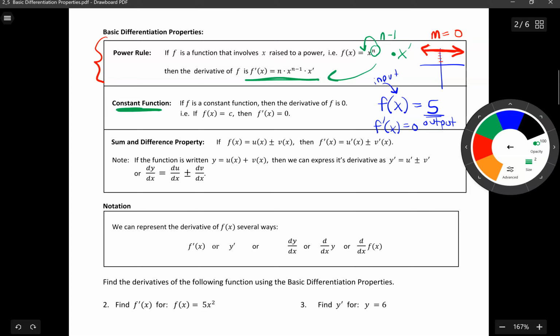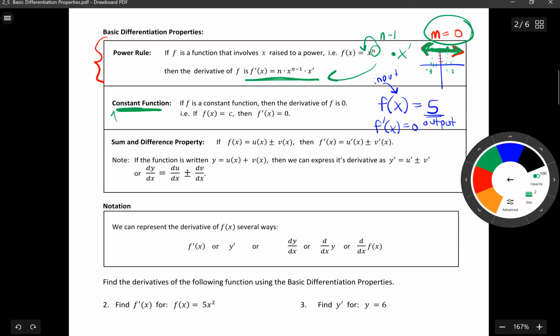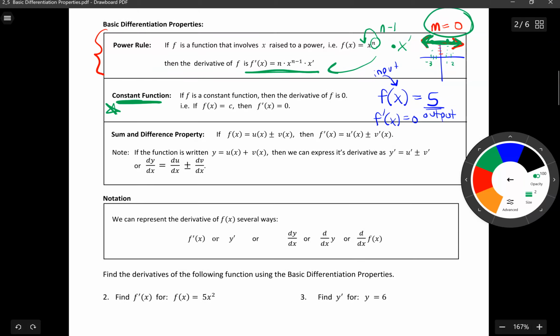If no matter what your input is, if I input a 1 and the output's 5, or I input a 2 and the output's 5, or I input a -3 and the output's 5, it makes this a horizontal line, which we know has a slope of 0, so the derivative would be 0 there. So if you just know that, you can save yourself a lot of trouble. And then the sum and difference property is just saying if you have multiple terms, you just take the derivative of each term separately. And we did that. So we've already talked about these 3 rules, and I'm going to use them over and over and over again today.